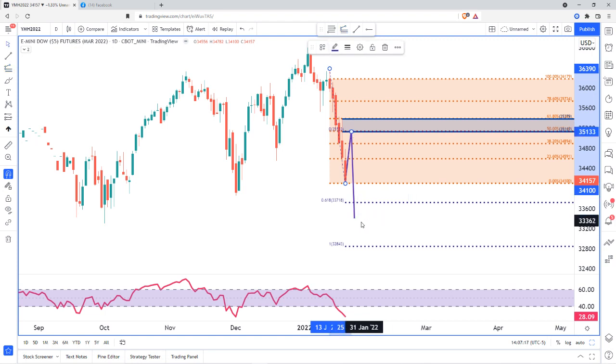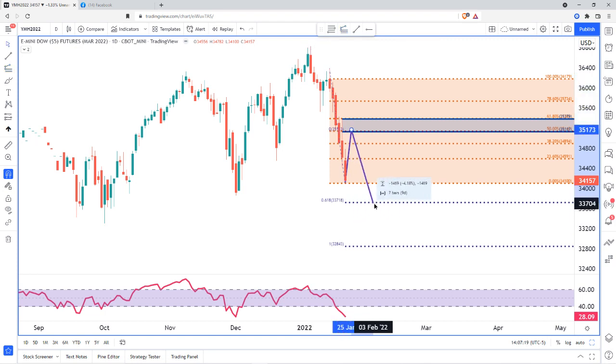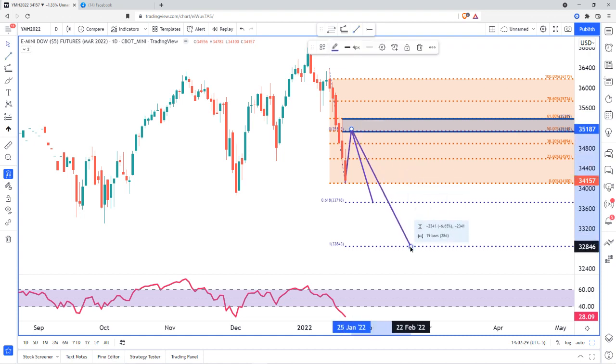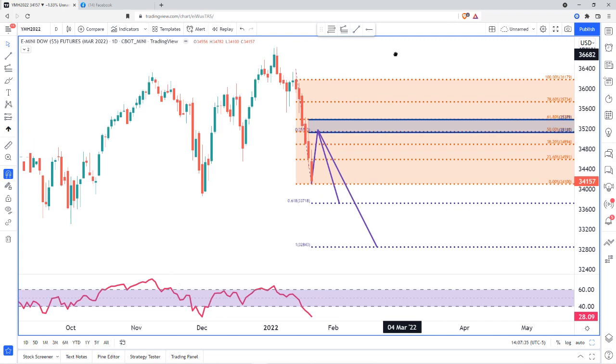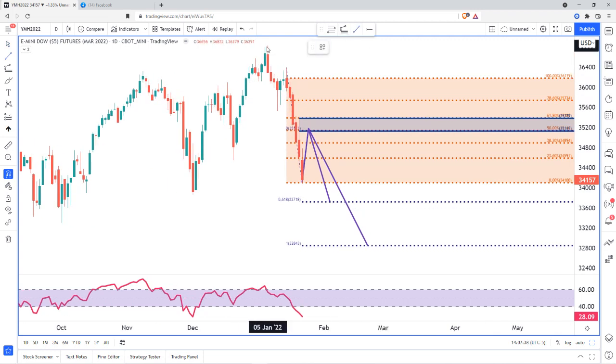Close enough. That would give us downside target number one of 33,718 after retracement, and then downside target number two, if it continues to go down, which I believe it will, down to 32,843. As far as the bear market signal here, that would be the 20% retracement from the all-time highs.